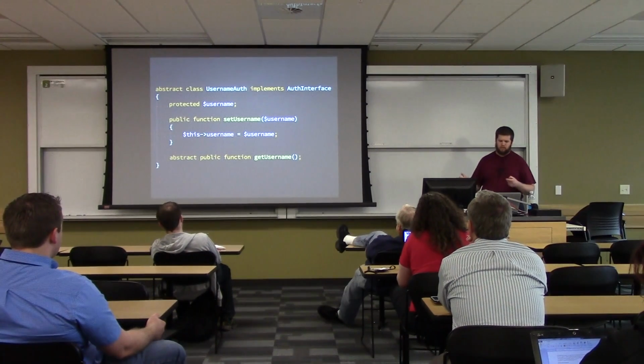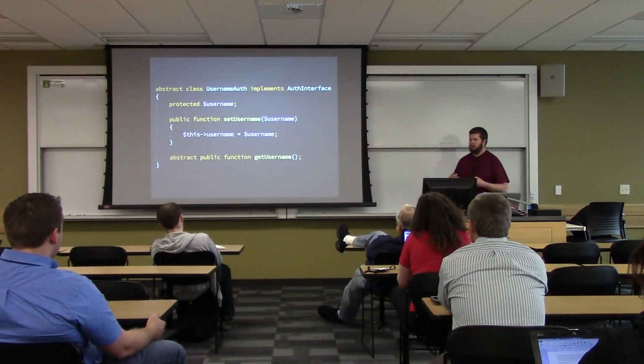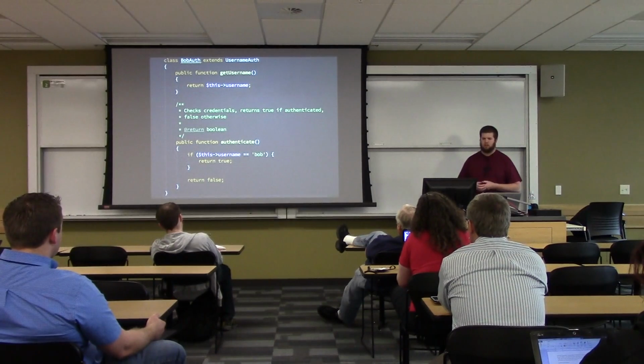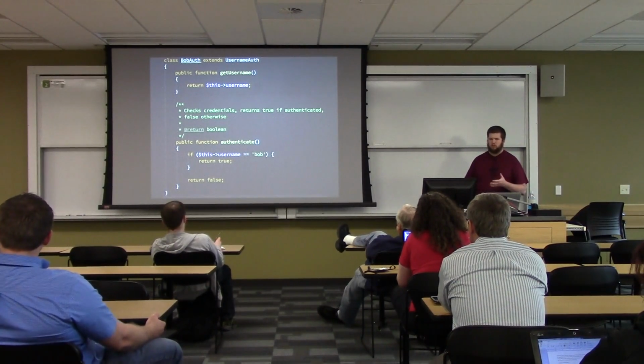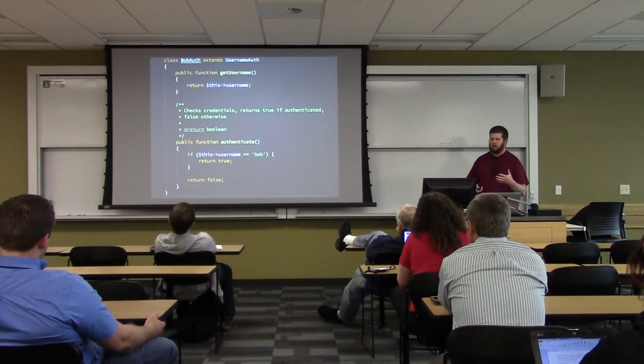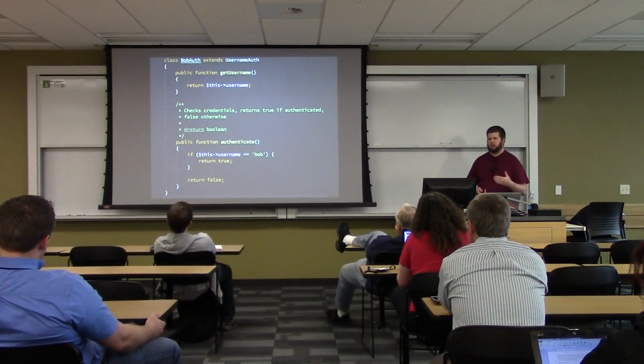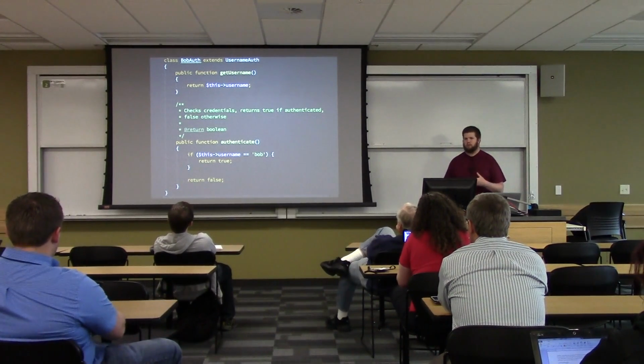So let's take BobAuth from before, and we're going to implement it using this abstract class, okay? So the same functionality we had before will come in through BobAuth. So we extend username auth, and this is what it looks like. So essentially what we've done is we didn't have to define the username. That was already defined in our abstract class.